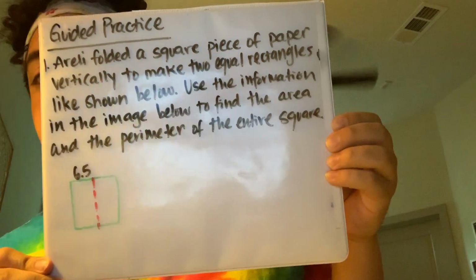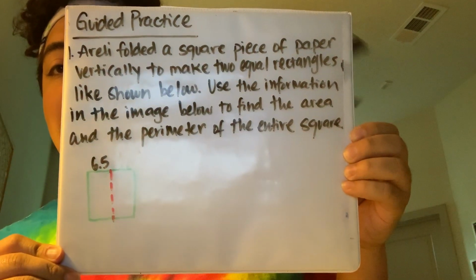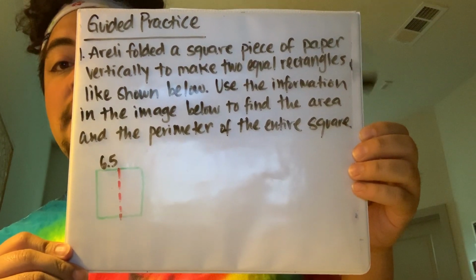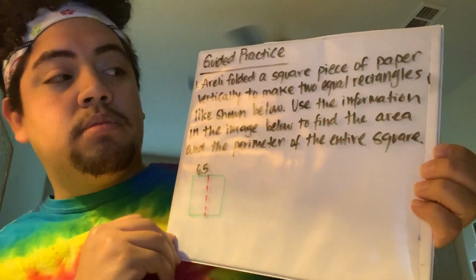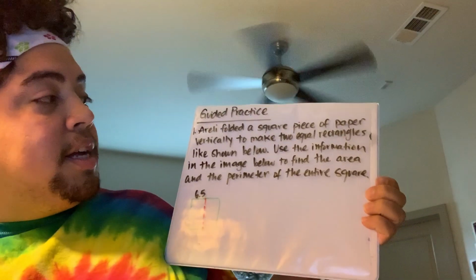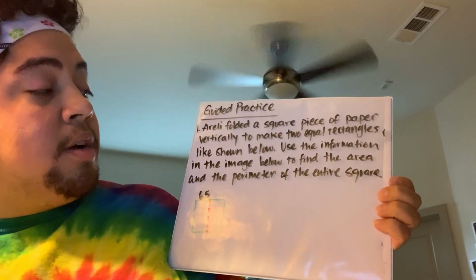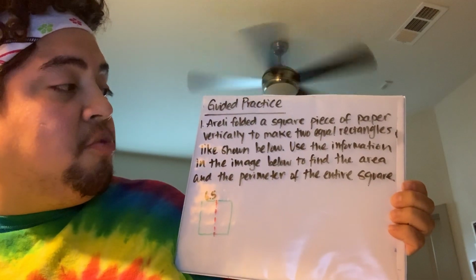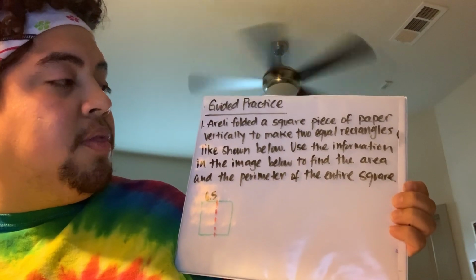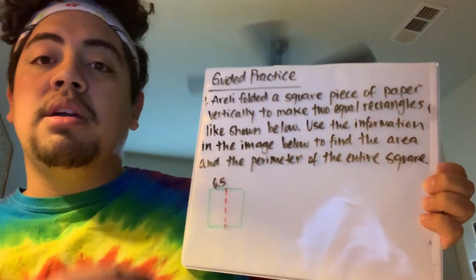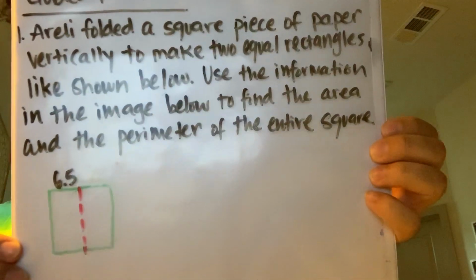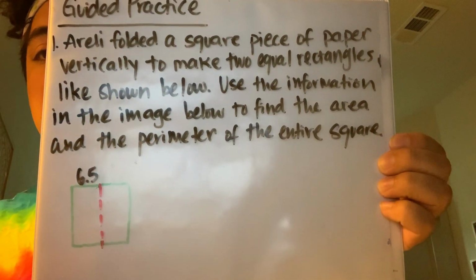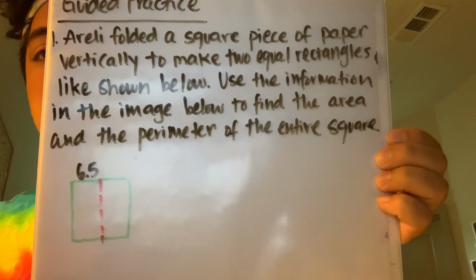So this is the problem. I'll read it for you. Areli folded a square piece of paper vertically to make two equal rectangles like shown below. Use the information in the image below to find the area and the perimeter of the entire square. And you'll notice this is the model that we're using. So I'm gonna leave it right here. Maybe you can pause it and you can write down the problem. Pause right now.